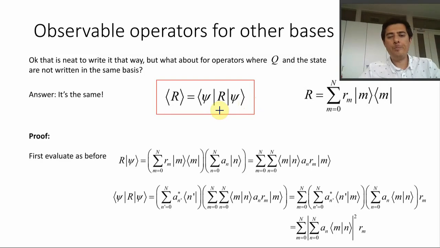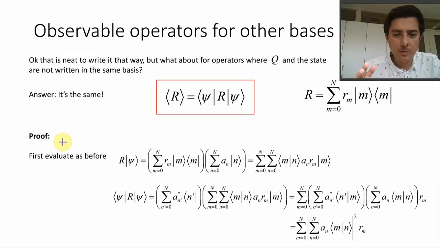So this is a formula that always works regardless of what basis you happen to write your state and operators in. The proof is a little bit lengthy, but let me just show it to you. I don't really expect you to know this off the top of your head, but you should be aware that you can write these things equivalently. Okay, so how does this work?